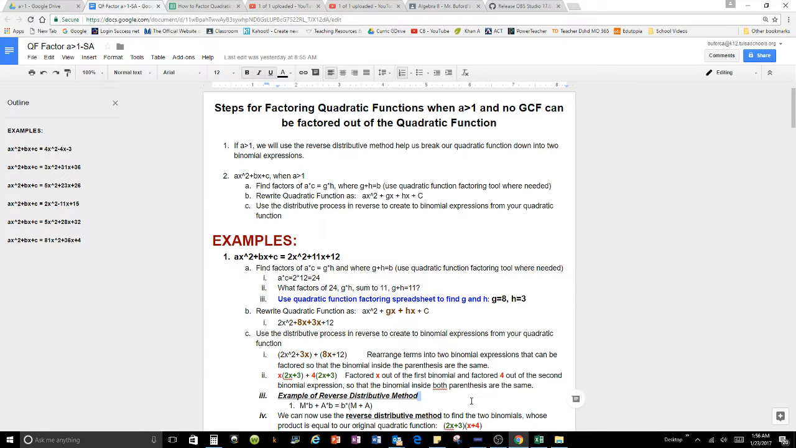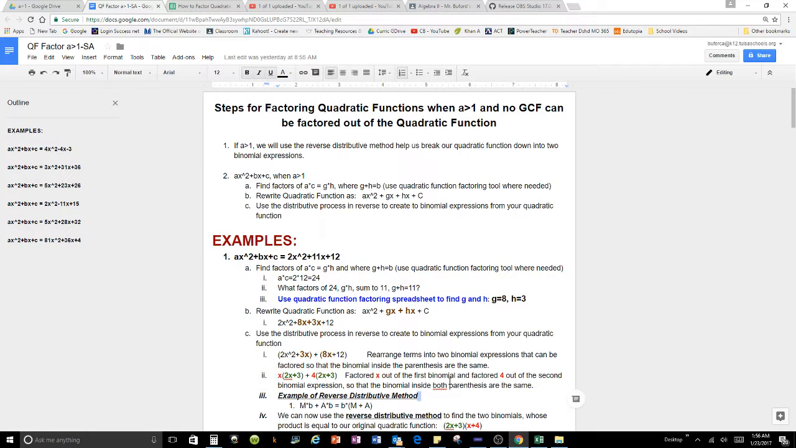We are now going to jump into the topic of factoring quadratic functions when a is greater than 1. And this is the case where we cannot factor out a greatest common factor. These are quadratic functions where the a value is greater than 1 and there's no way to change that. And so we had to figure out, how do we factor a quadratic function when a is greater than 1?